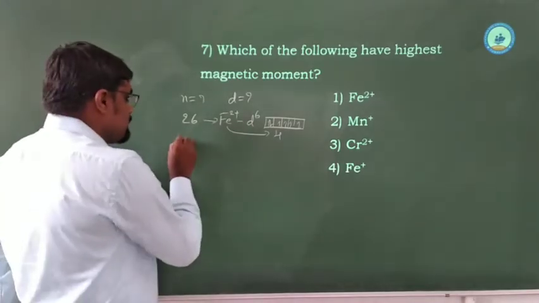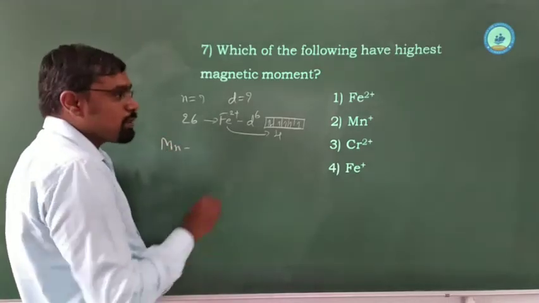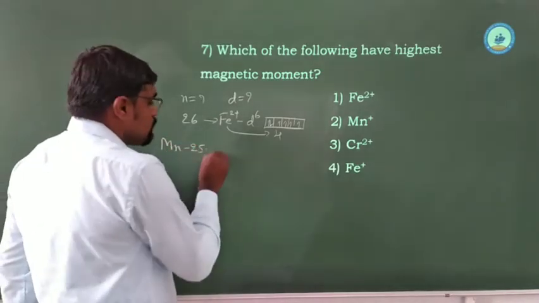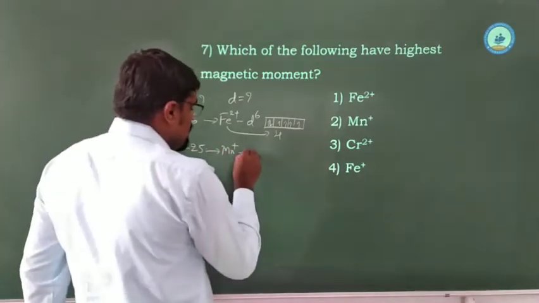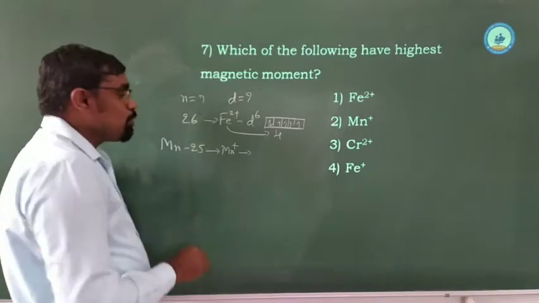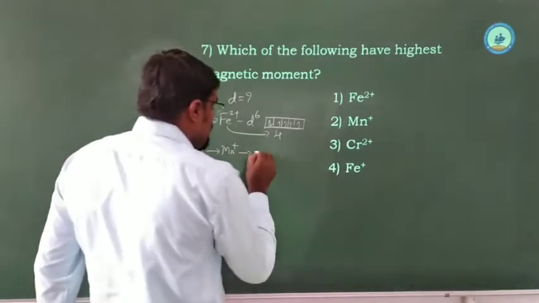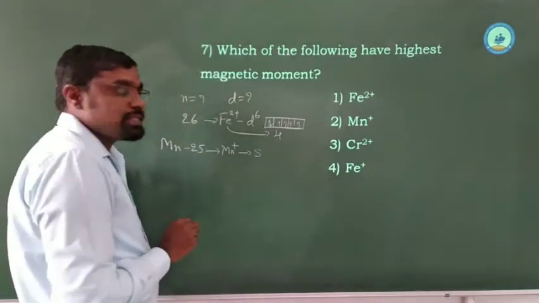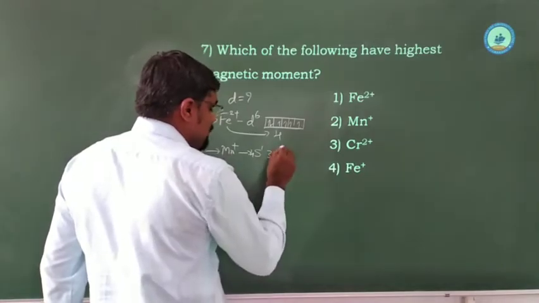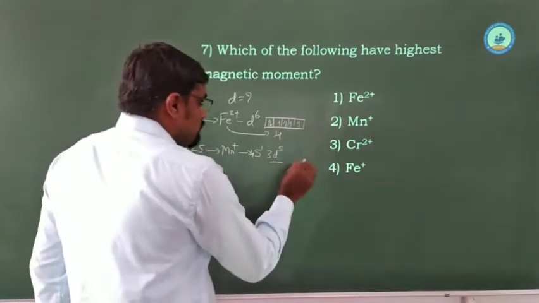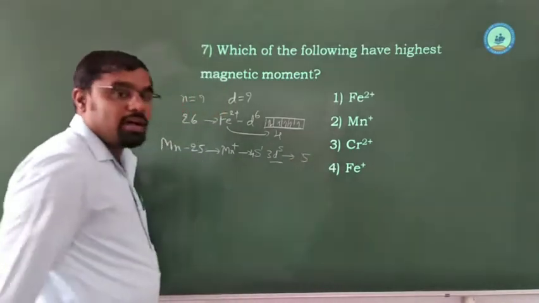So next is manganese. In manganese, what is the atomic number? The atomic number is 25. So the oxidation state is Mn plus. One electron has to be removed from the manganese. From where are we going to remove it? We are going to remove the electron from the s orbital. So then 4s1 is there, 3d remaining, that is 5. So in the d orbital 5 electrons are there.